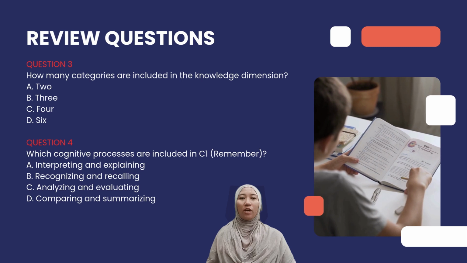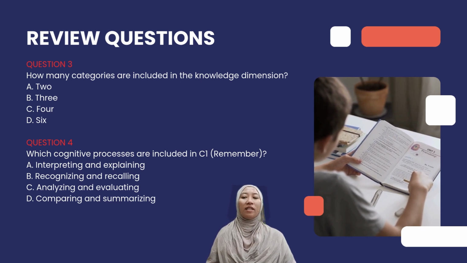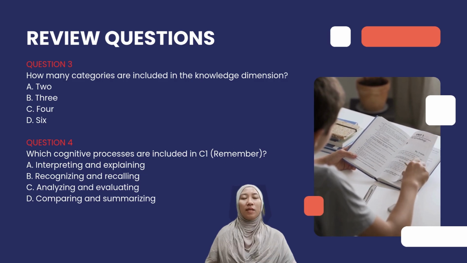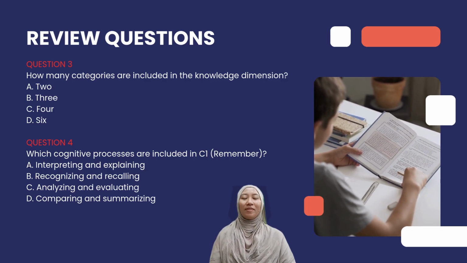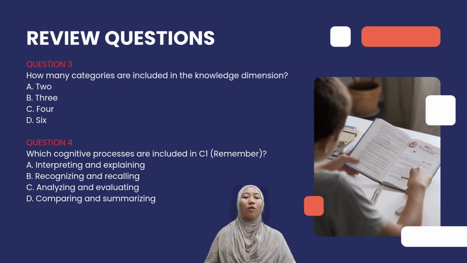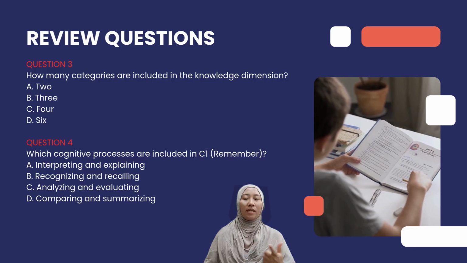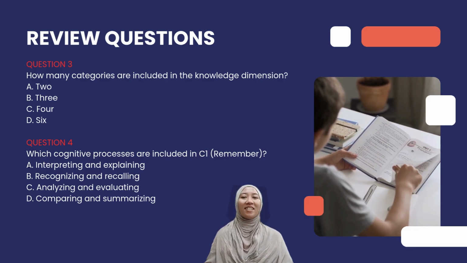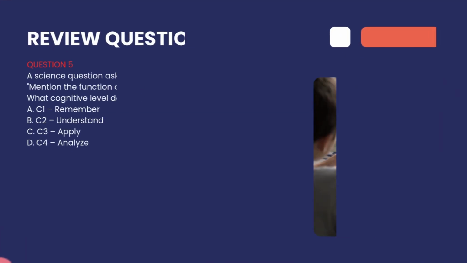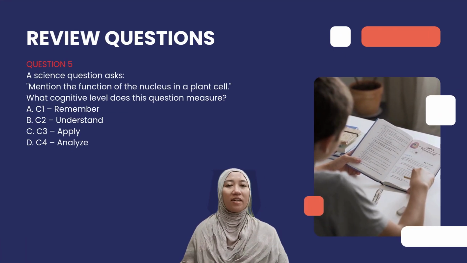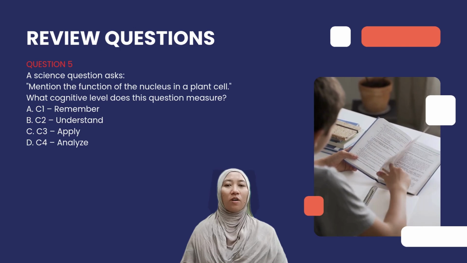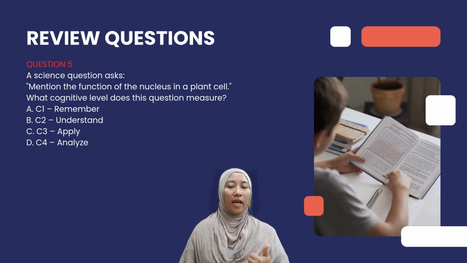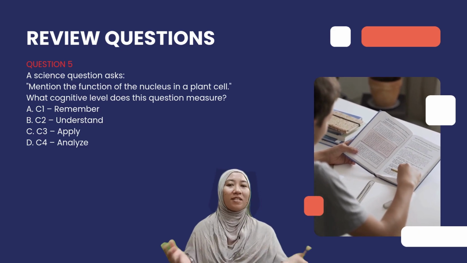Review question number 3. How many categories are included in the knowledge dimension? A, B, C, or D? Please answer. Review question number 4. Which cognitive processes are included in C1, or remember? A, B, C, or D? Please answer. Review question number 5. A science question mentions the functions of the nucleus in plant cells. What cognitive level does this question measure? A, B, C, or D? Please answer.